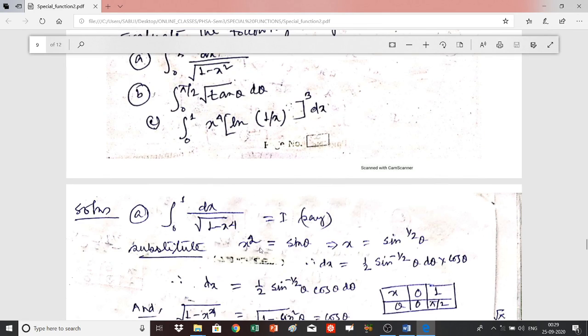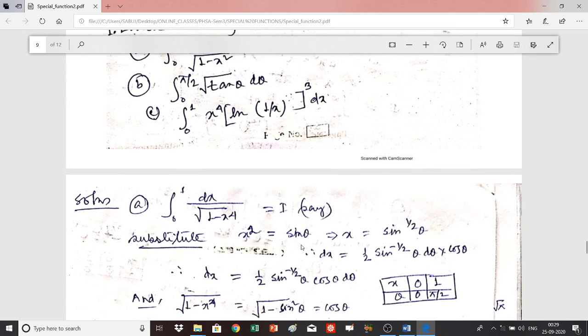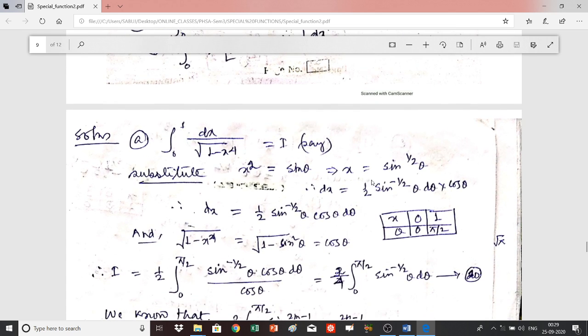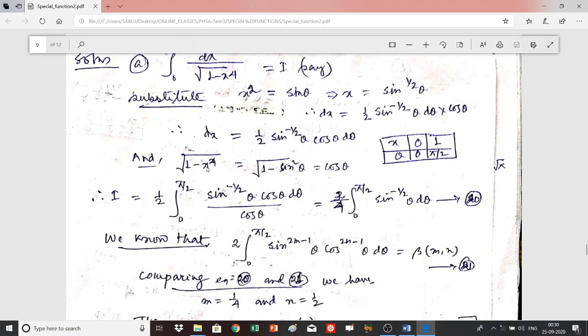So in this case you just substitute x square is equal to sin theta, and if you do it, x can be written as sin to the half theta, and from here dx is equal to half sin to the minus half theta cos theta d theta. And this is the change of the limits. Just look at this. Put the value of x and find out the value of theta; that will give you what is given in this table. And here also 1 minus x to the 4 is equal to 1 minus sin square theta, that will give you cos theta.